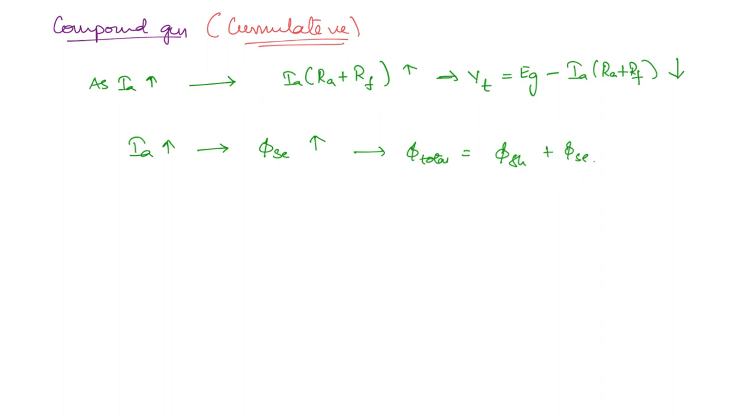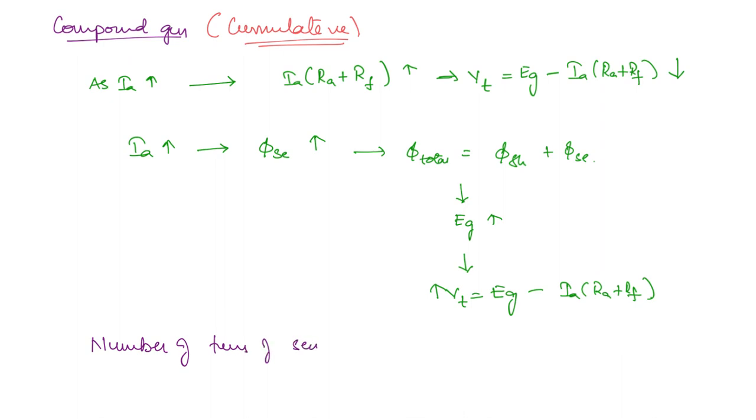Okay. So if total flux is increasing, this means that the generated voltage is also increasing. This means that the terminal voltage, which is equal to once again Eg minus Ia (Ra plus Rf), is going to increase. Okay. So now which effect is more predominant? That is the question. So this depends upon the number of turns in the series winding. Okay. So what are the various cases?